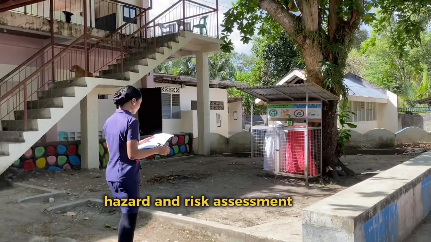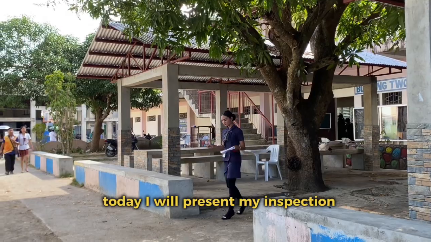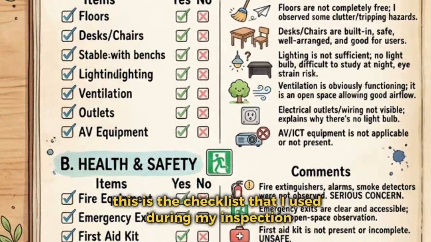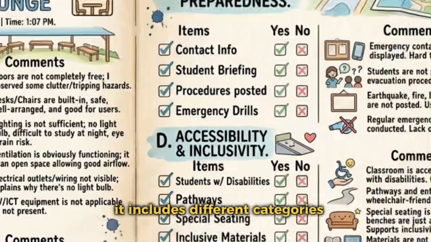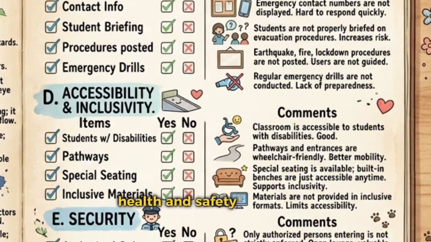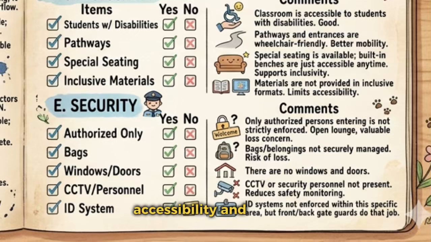For our rooms division pre-final exam, I conducted a facility hazard and risk assessment in an open study lounge. Today, I will present my inspection findings. By the way, this is the checklist that I used during my inspection. It includes different categories such as physical environment, health and safety, emergency preparedness, accessibility, and security.